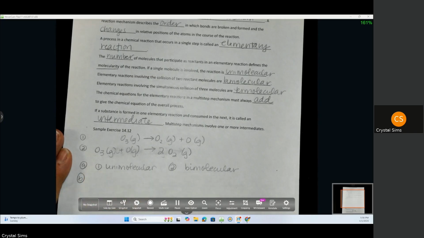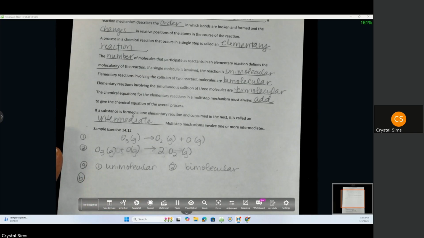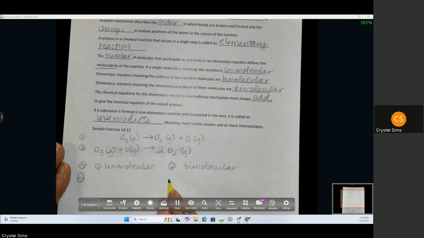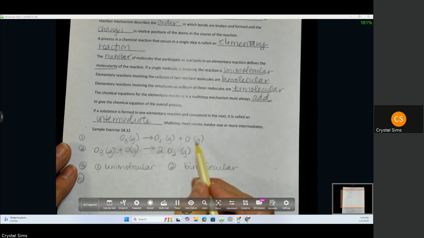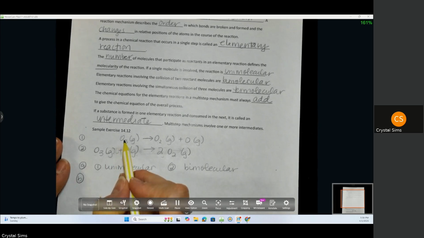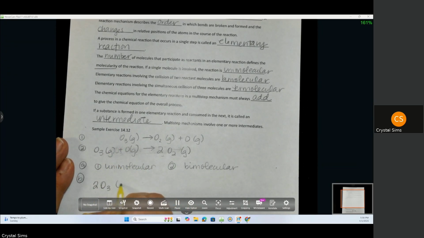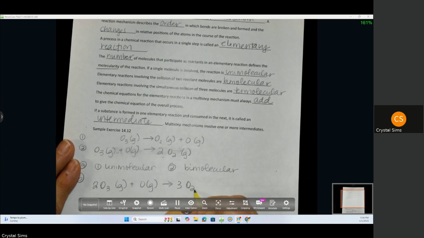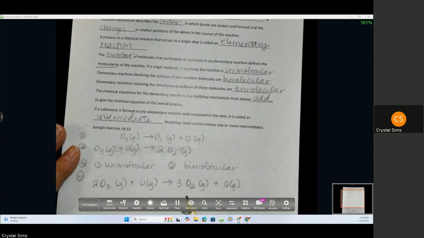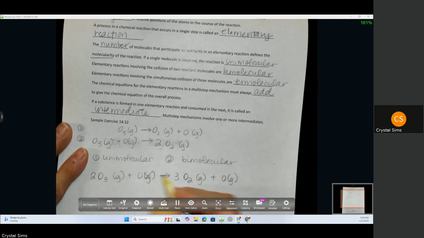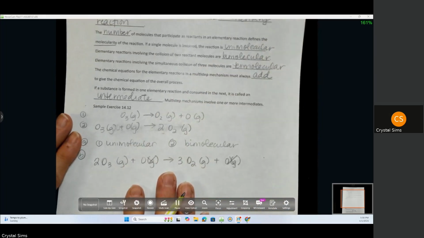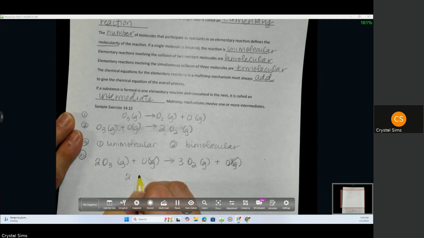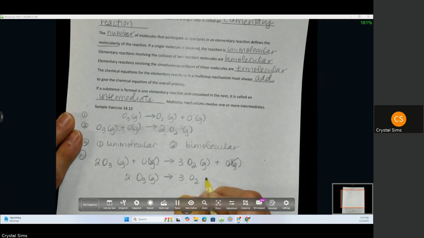Then part B says, write the equation for the overall reaction. So we need the overall reaction. We're going to combine our reactants and combine our products. So we have O3 and O3, so that's 2O3 plus O, okay? And then we've got O2 plus another 2 O2s there, so that's going to give us 3 O2s plus O. Now, we look at what we have the same on both sides, and that's the O. So we're going to get rid of that because it's the same on both sides. So our equation for the overall reaction looks like this.